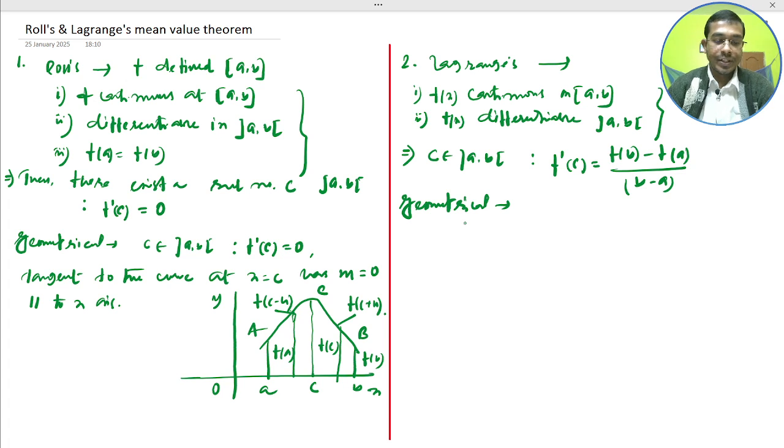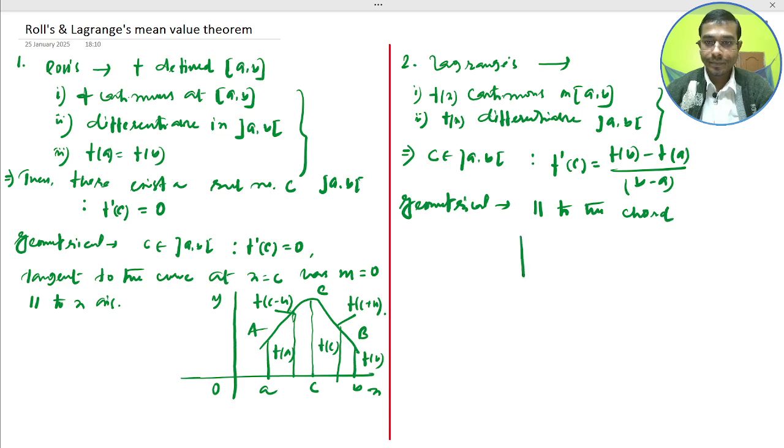So f dash c is the slope of the chord AB. The tangent to the curve y equal to f(x) at the point x equal to c is parallel to the chord AB. In Rolle's theorem the significance is parallel to the x axis, and here it is parallel to the chord.